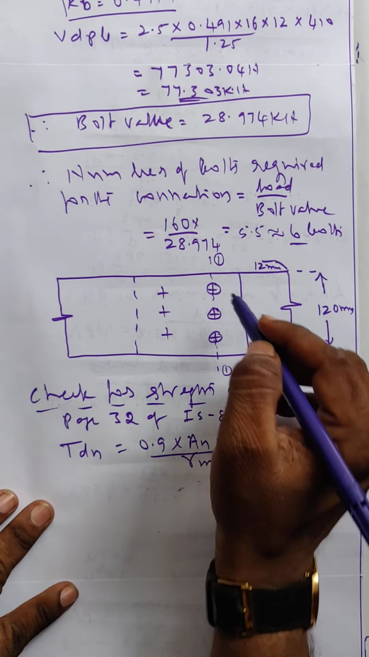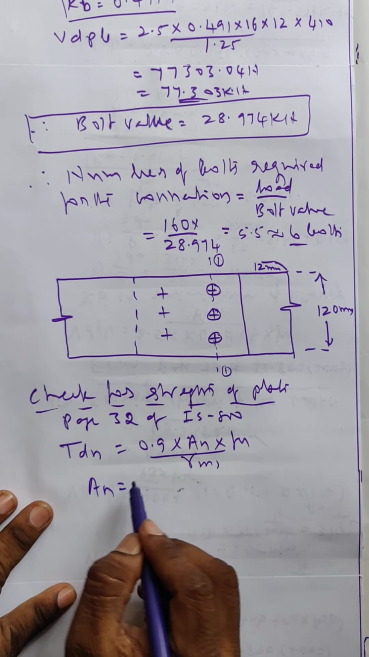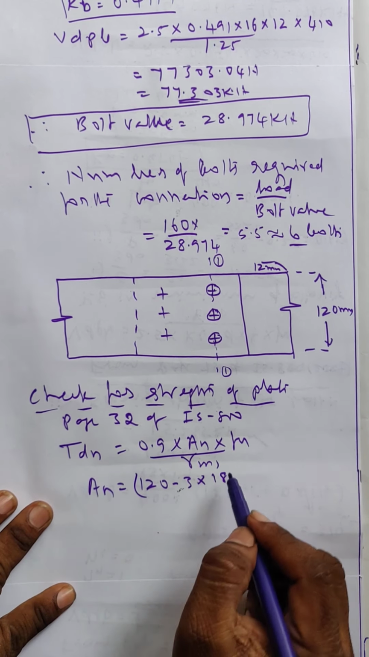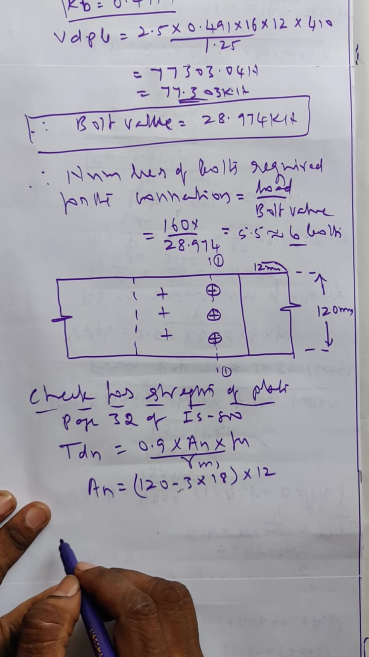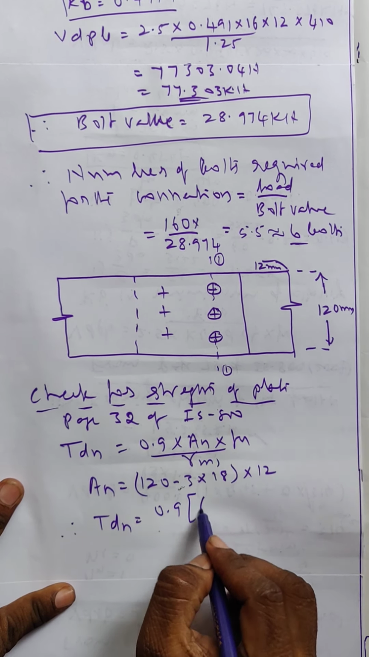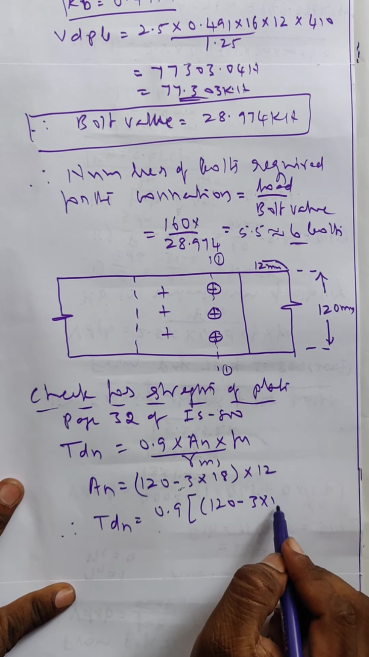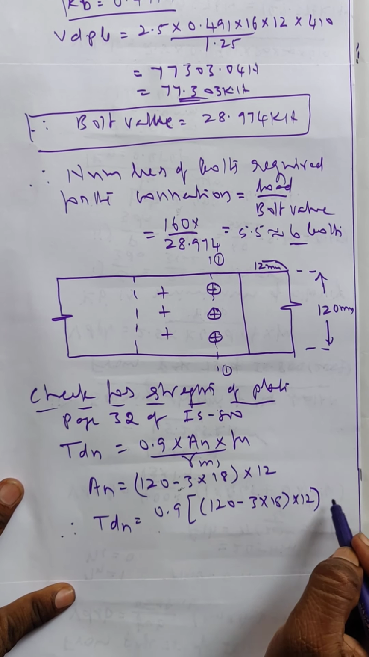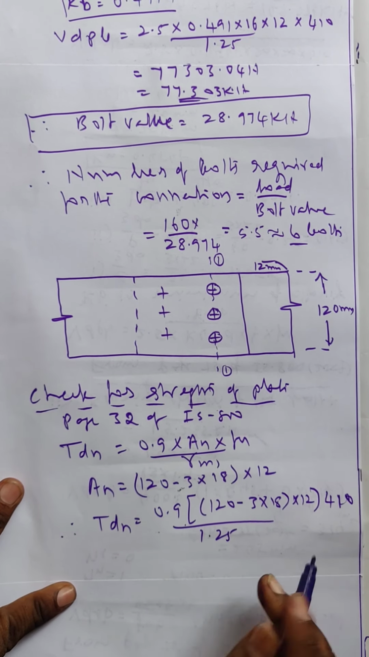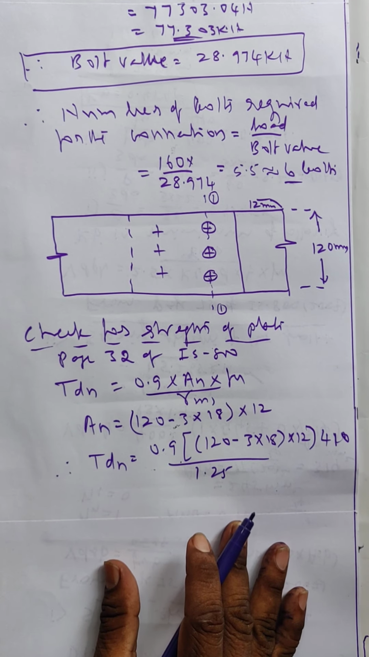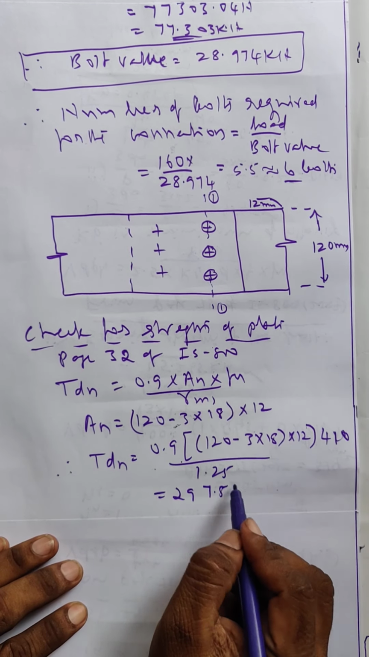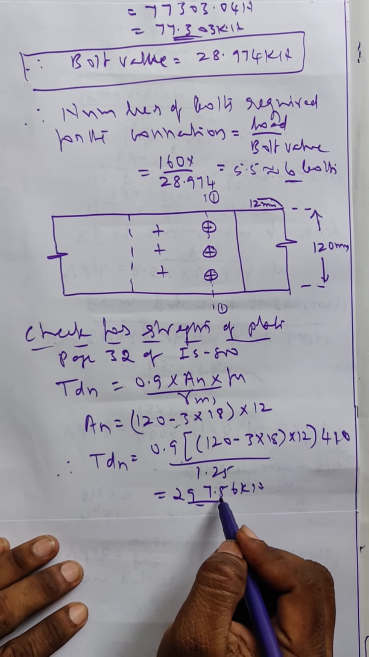Here AN is, see, 3 bolt holes are there. AN equals total 120 minus 3 into bolt hole 18 mm into minimum thickness 12 mm. Therefore TDN equals 0.9 into (120 minus 3 into 18) into 12 into FU 410 for the plates divided by 1.25. So this comes nearly 297.56 kilonewton as the strength of the plate. The plate is ready to take 297 kilonewton.